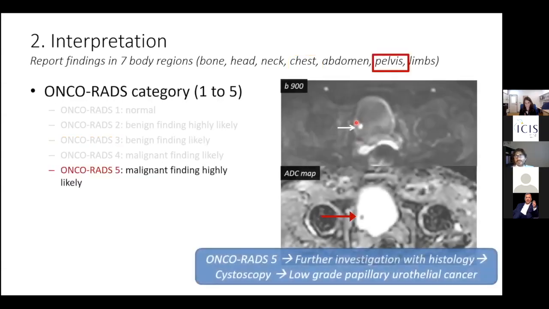And on the same man, we observed a lesion here on the right wall of the bladder, which was bright on diffusion, dark on the ADC map, and was clearly suspicious for cancer. An ONCO-RADS 5 was given. We asked for cystoscopy, which revealed the presence of a low-grade urothelial papillary cancer.